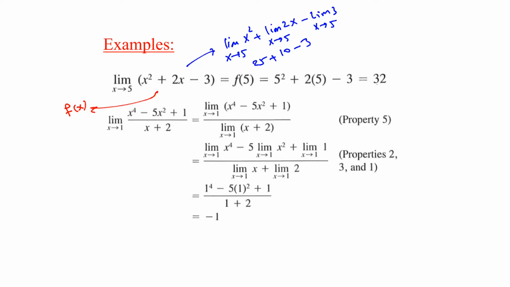We could say we deal with a rational function. As x approaches 1, the denominator of the rational function is not 0. Therefore, the limit of g(x) as x approaches 1 and g(1) are the same. g(1) is negative 1. Therefore, that limit is negative 1.